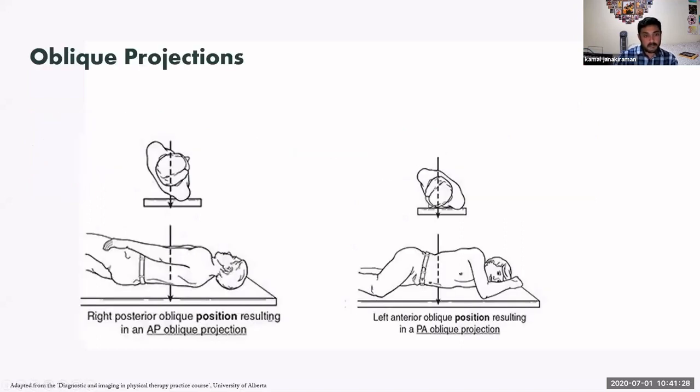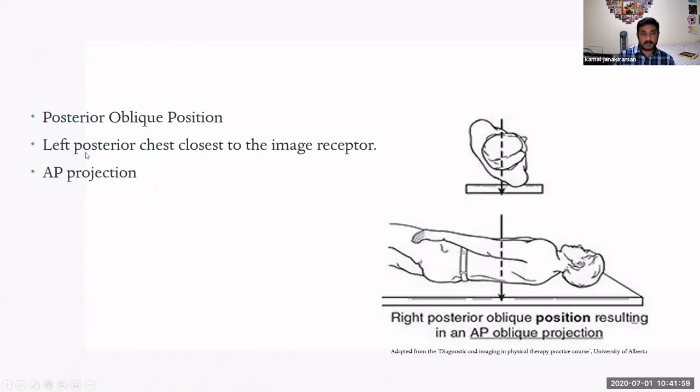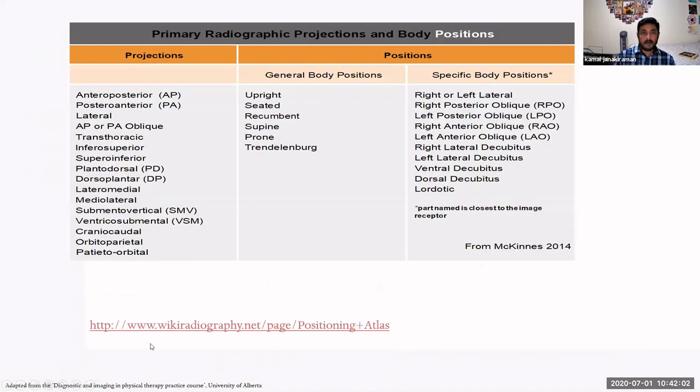Oblique position. In the right posterior oblique position, the patient lies on the right side, slightly oblique, and the X-ray beam passes from posterior to anterior. In the left anterior oblique position, the patient lies on the left side, slightly tilted, and the rays pass from anterior towards posterior. So these are the various kinds of projections.